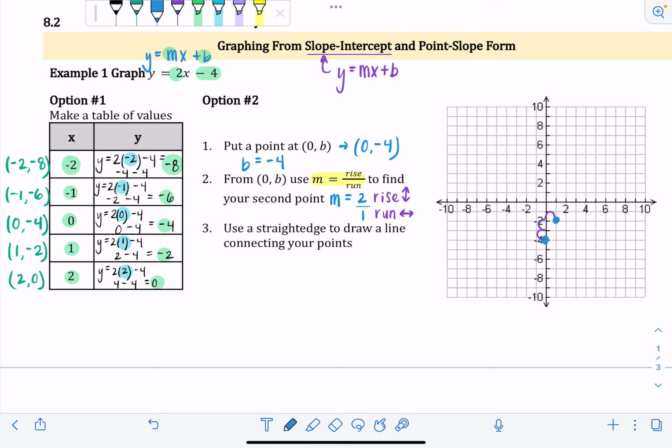And because these are linear equations, you only need 2 points technically, because they're straight lines, so any other point is going to fall on that same line. One more time, just to quickly go through how we got our second point. Our slope was 2, m was 2, so that means the rise is 2, so we go up 2, and then our run was 1, so we go right 1. And then 2 points is enough, so that brings us to step 3. It says use a straight edge to draw a line connecting your points. So you would use a ruler to draw a straight line through your points.